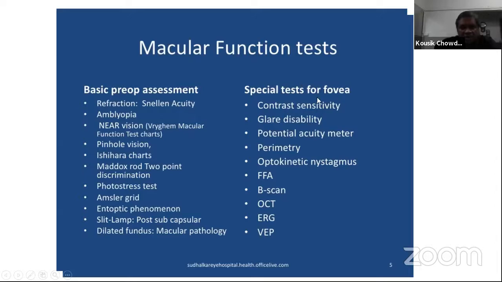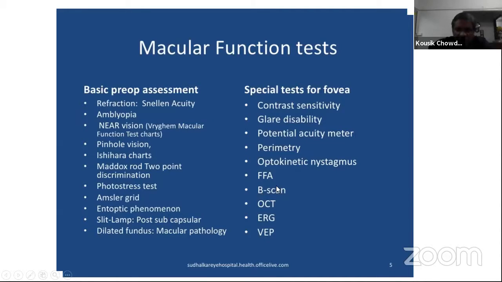And a special test for the fovea. We already know that the fovea is full of cones, so we can assess the function of the cones by special tests for foveal functions: contrast sensitivity, glare disability, potential acuity meter, perimetry, optokinetic nystagmus, FFA. These are usually diagnostic tests.